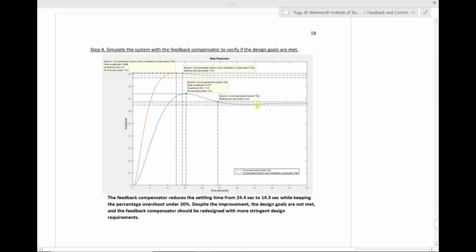However, we were not able to reduce the settling time by a factor of 2, so we have to revise the feedback compensator. The revision starts with redesigning the PD controller with more stringent design requirements, and then we will repeat step 3 to come up with new values for K1 and K2.